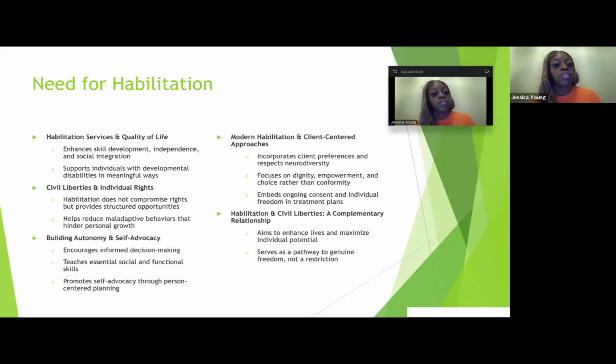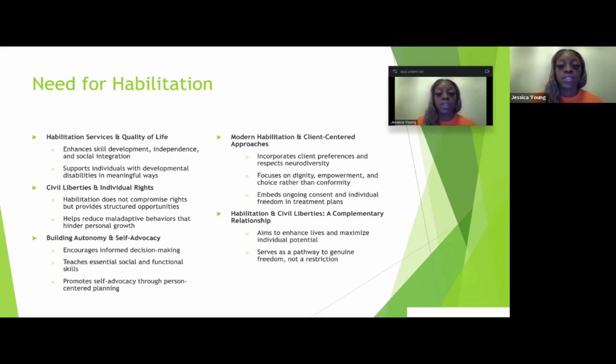Habilitation services and quality of life: enhances skill development, independence, and social integration, and supports individuals with developmental disabilities in meaningful ways. Civil liberties and individual rights: habilitation does not compromise rights, but provides structured opportunities. It helps reduce maladaptive behaviors that hinder personal growth. Build autonomy and self-advocacy: encourages informed decision-making, teaches essential social and functional skills, promotes self-advocacy through person-centered planning. Modern habilitation and client-centered approaches incorporate client preferences and respect neurodiversity. They focus on dignity, empowerment, and choice rather than conformity.